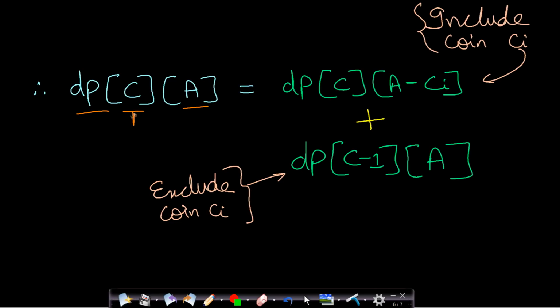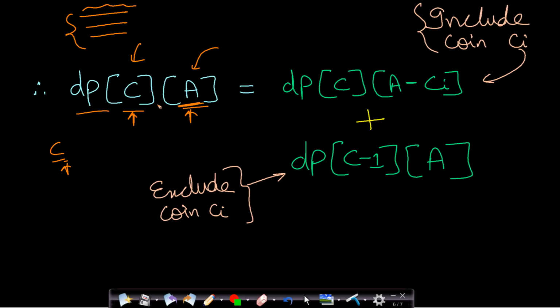is nothing but this C is indicating the row number. And in the dp problem, I will be using the coins in the rows and amount in the columns. So this is indicating we are having C number of coins, starting from the beginning. And this A is indicating that we are required to find this amount A using this C number of coins.